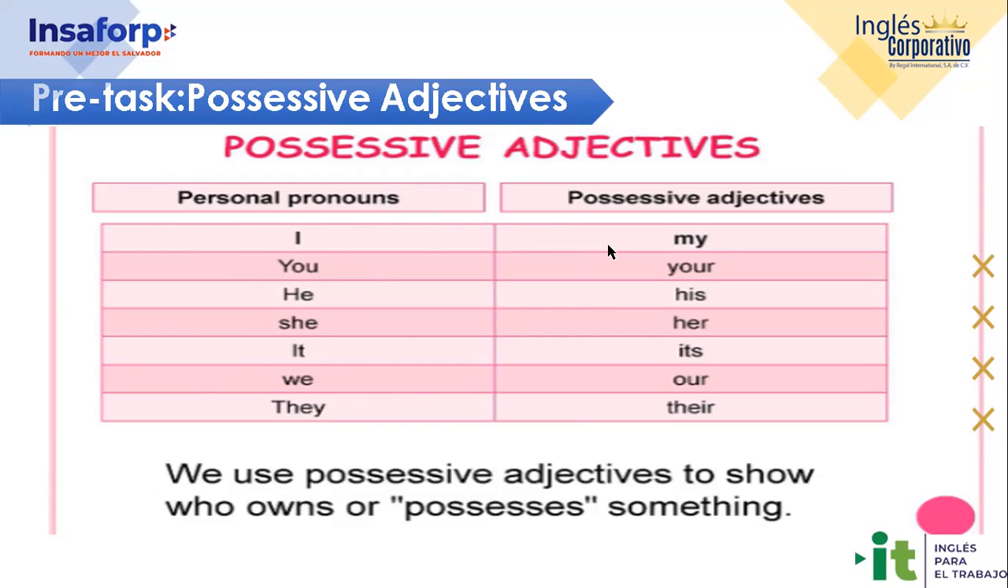Y las possessive adjectives llevan otra posición y además de eso, nos indican quién posee algo o a quién le pertenece algo. So it's the same, right? Okay, so what is the possessive adjective for I? ¿Cuál es el adjetivo posesivo para I?